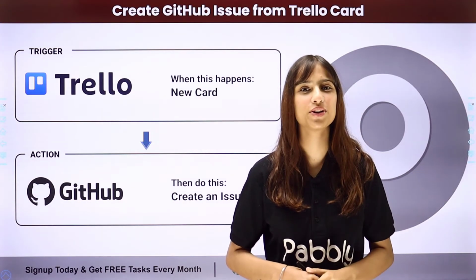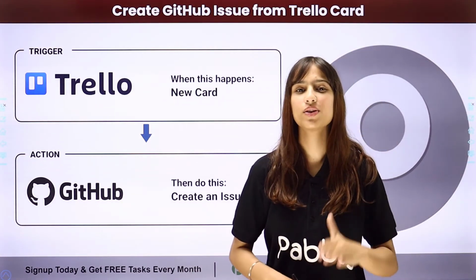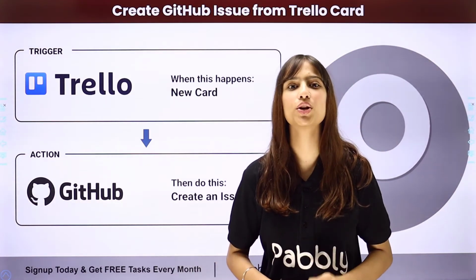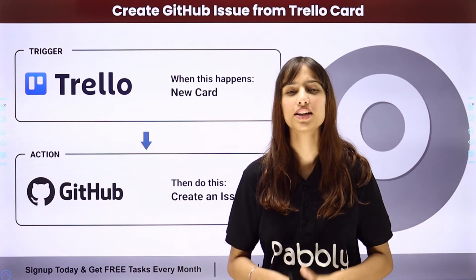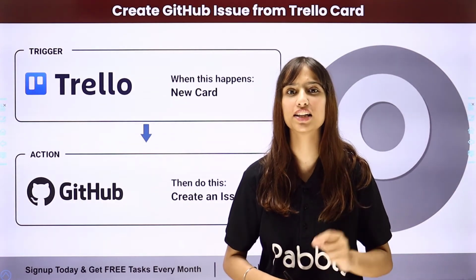So in today's video we are going to understand how to create GitHub issues from Trello card. So here my objective is that whenever I'm going to add a new card in Trello, then automatically by using that card details, I want to create a GitHub issue.